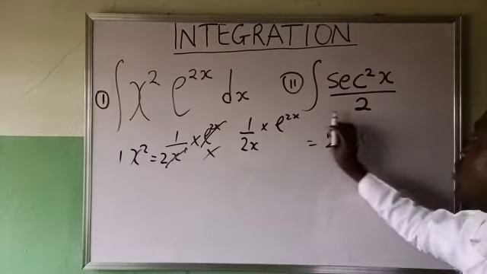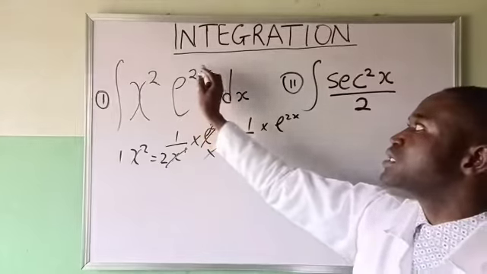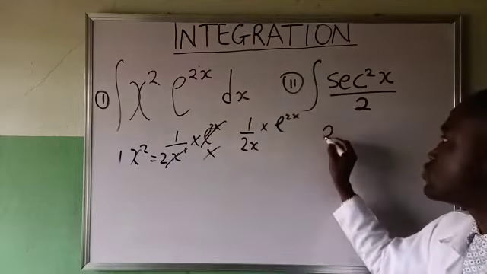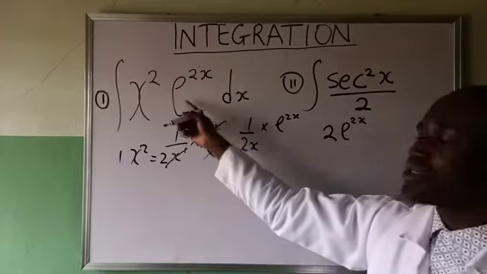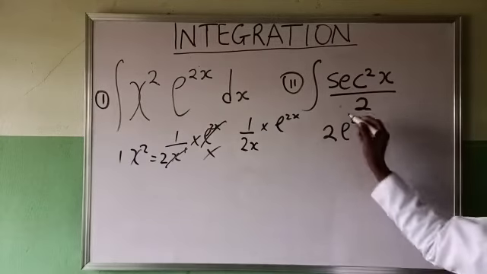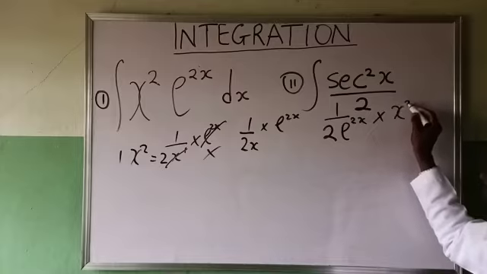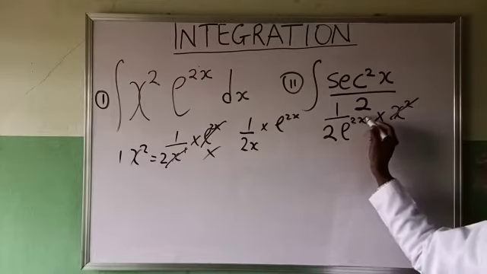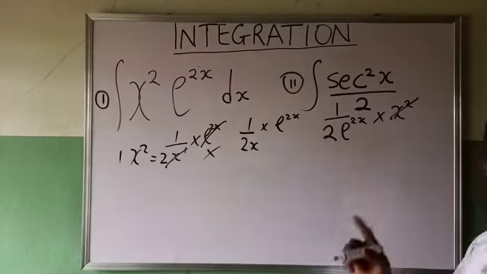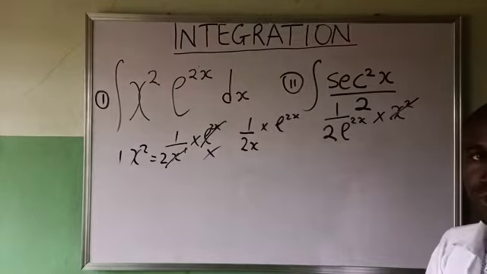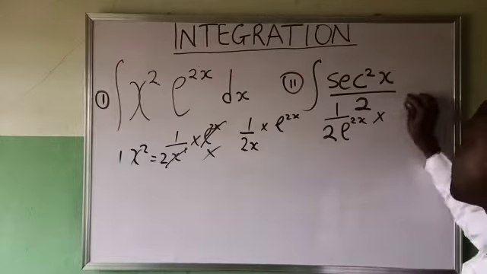Then you say, let us do it the other way around. This one, differentiate it. Differentiate 2x, you have 2. Then attach exponential 2x to it. That is how to differentiate this. Then invert it, you have 1 over, then times x squared. Can x squared cancel 2 exponential 2x? No, because they are not the same. So you will not use the substitution method. You will go for integration by parts.